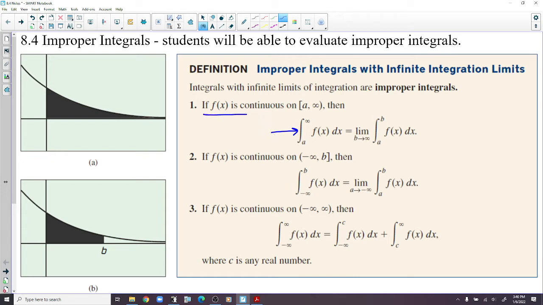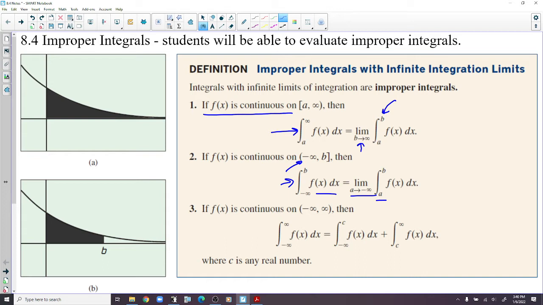So it says if f of x is continuous on a to infinity, then the integral from a to infinity of f of x is the limit as b approaches infinity, and then we'll put b there instead of infinity. So that way we are approaching infinity with a limit. If f of x is continuous on negative infinity to b, then the integral from negative infinity to b of f of x is the limit as a approaches negative infinity, and we write it like that.